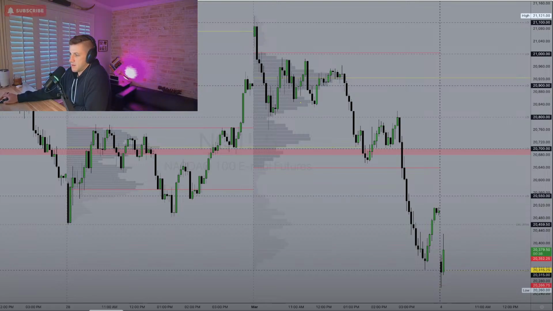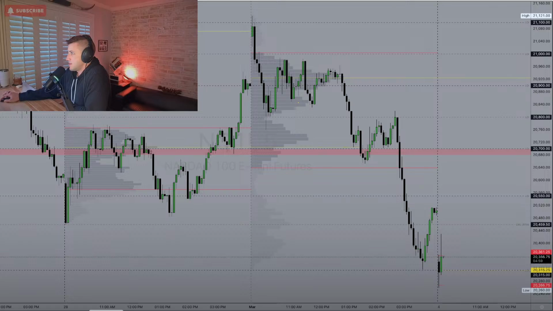A little rejection there at VWAP so far. I got my trail just beneath 6.5. If they want it, they could have it. There it is. Trailed out of the long.